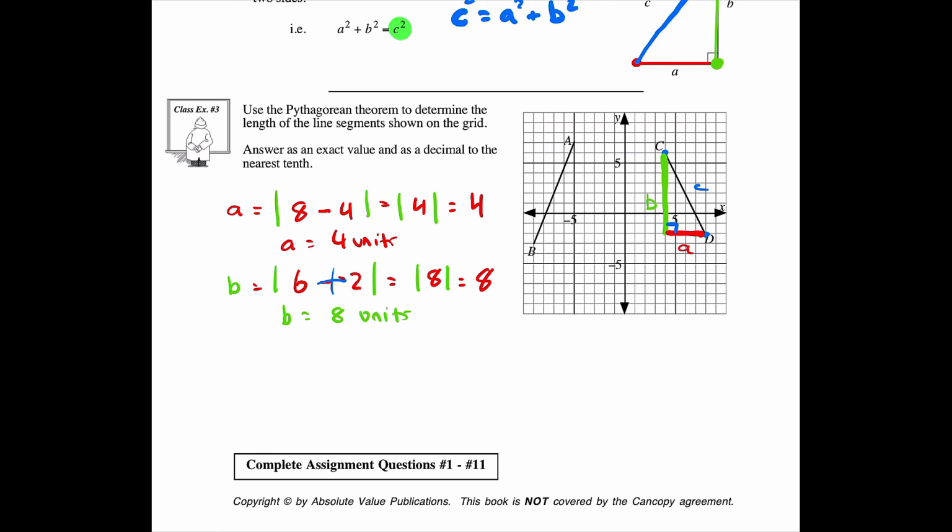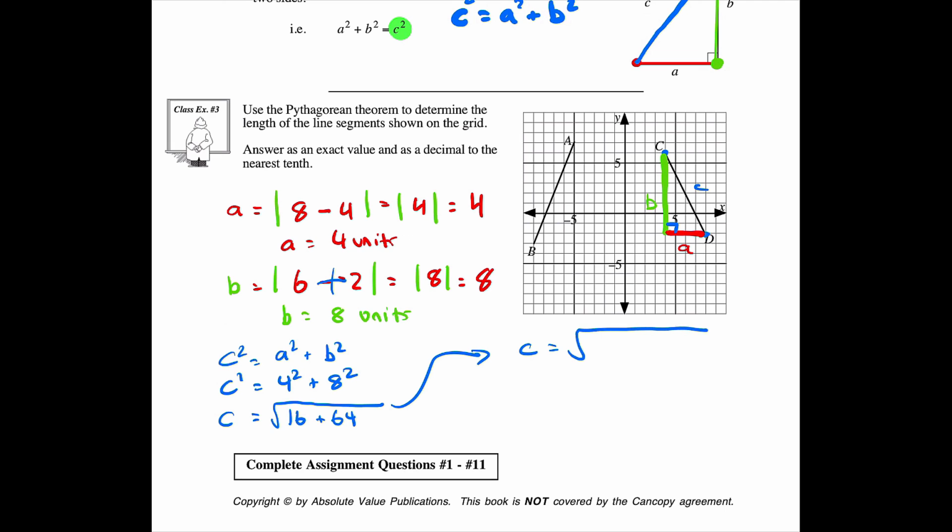Now I just need to go C squared equals A squared plus B squared, so C squared equals A, which is 4 squared, plus 8 squared. C is going to equal the square root of 16 plus 64, and again bring that up to here. C equals the square root of 80.